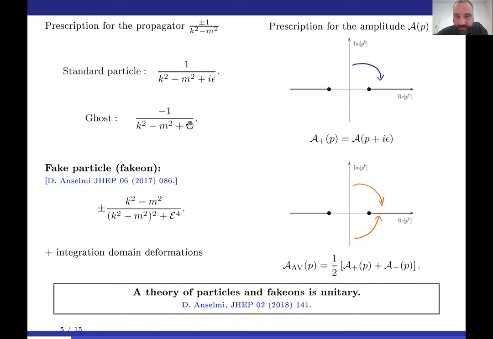Besides this, we also have to do the integration domain deformation that I mentioned before, to have a good theory and a consistent projection. In terms of the amplitude, what we've shown is that this is equivalent to performing this average continuation. It's just the arithmetic average of the analytic continuation from above and the one from below. So basically we turn this theory into a Lee-Wick theory for some intermediate step. Then we apply the method that we use to treat Lee-Wick theories. Then we send epsilon to zero and we show that unitarity still holds in the projected subspace. And this was shown in this paper.